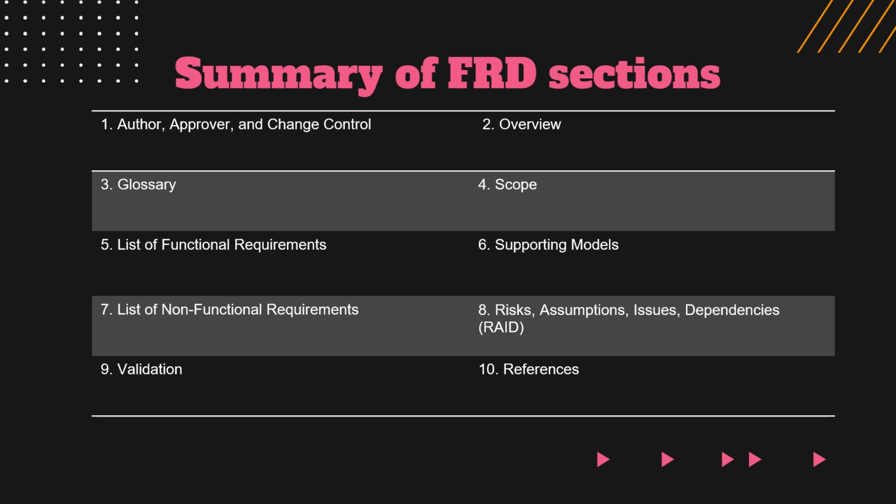Time to summarize. This slide will provide a summary of the 10 sections. 1. Author, approver and change control. 2. Overview. 3. Glossary. 4. Scope. 5. List of functional requirements. 6. Supporting models. 7. List of non-functional requirements. 8. Risks, assumptions, issues, dependencies, RAID. 9. Validation. 10. References.